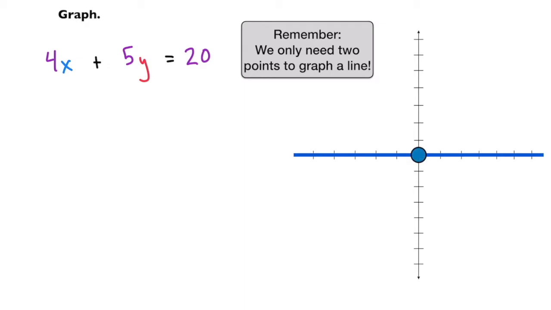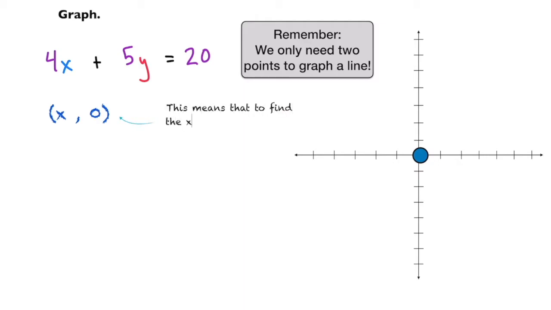So our x-intercept will be somewhere along the x-axis. We just need to find out where. Remember, x-intercepts look like this. They have some x value, and they always have a y value of 0, meaning we can just plug in 0 for y and solve for x. We can always find the x-intercept this way.